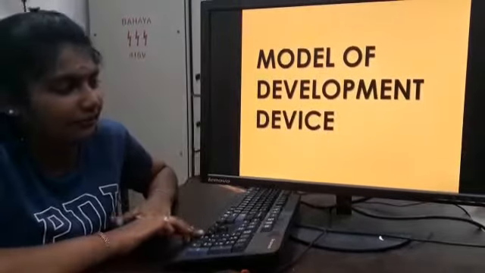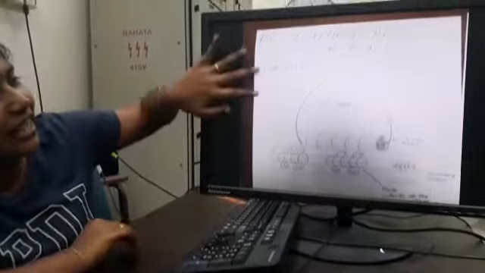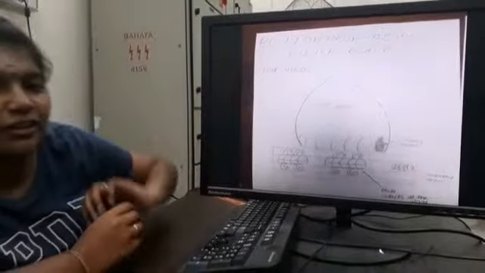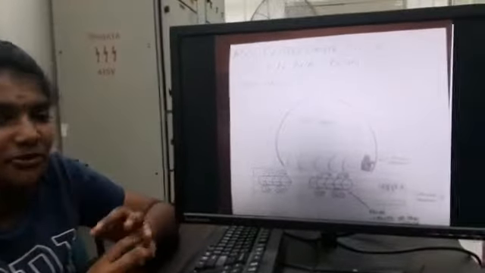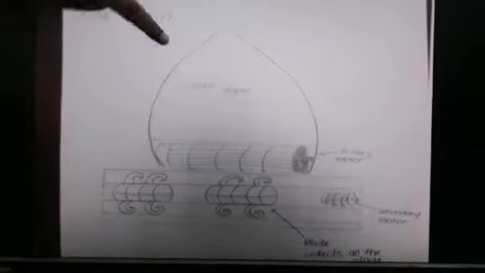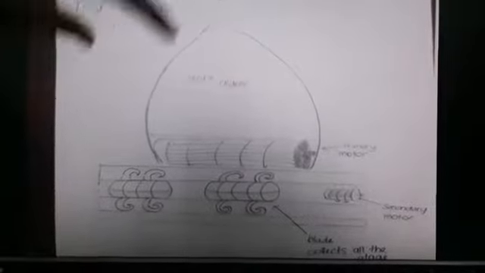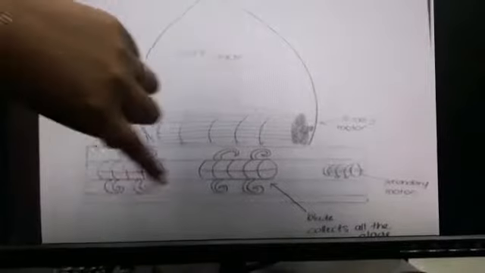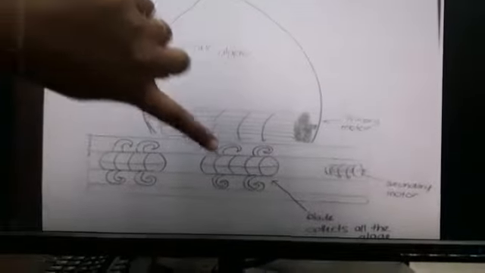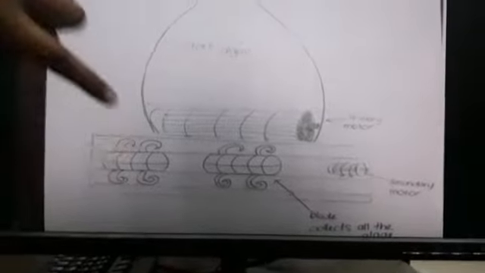Next will be our model of the development device. This is the top view of our boat. In a normal boat, there is a sitting place and a steering place, while in our boat, there is no sitting place or steering place. In our boat, there is only a place to store algae, and at the bottom of it, there is a primary motor which controls the movement of the boat backwards and forward, while the secondary motor will control the movement of the blade which collects all the algae. This is the shape of our blade. The blade is curved because it will be easy for it to collect all the algae.